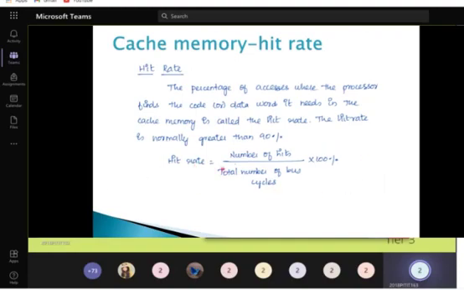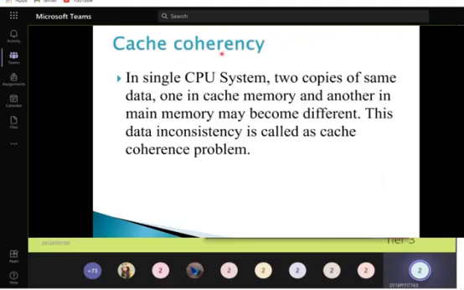So what is the formula? Hit rate equals number of hits divided by total number of bus cycles, times 100%. Multiplying by 100 means the output I calculate will be in the form of a percentage. Again repeating the formula: hit rate equals number of hits divided by total number of bus cycles, times 100. So that is about the hit rate in the cache memory.